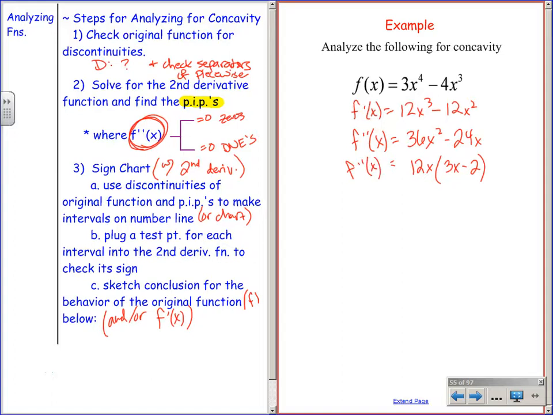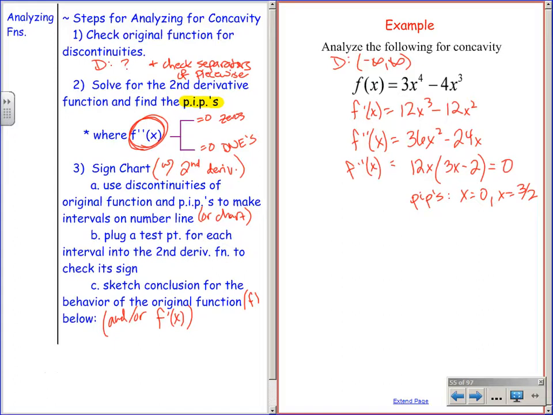Once I have my second derivative simplified, now what? Yeah, I don't need to set the bottom equal to 0, just set the top equal to 0. And we have, they're not called crits, they're called pips now. x equals 0 and x equals 3 halves. We didn't specifically do this, but I figured since it's a polynomial, you guys knew no domain problems, no jumps, no holes, no vertical asymptotes. Just going from negative infinity to infinity.